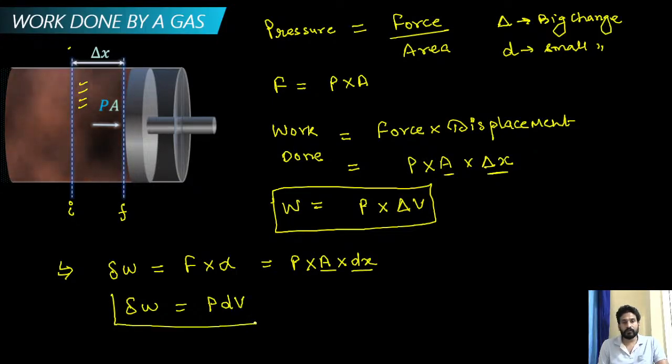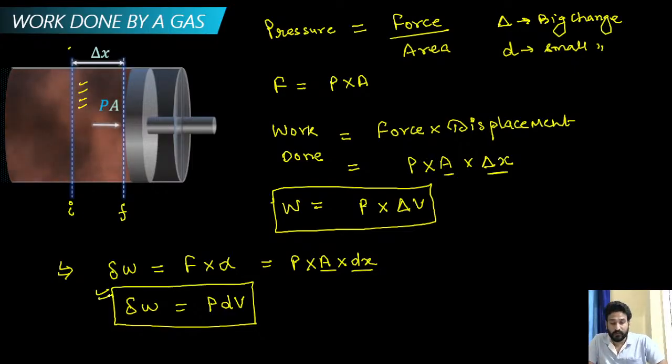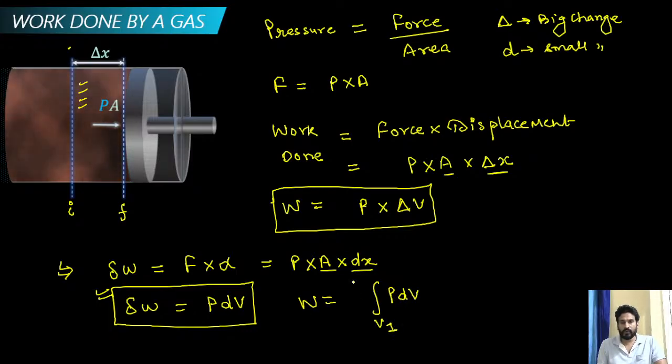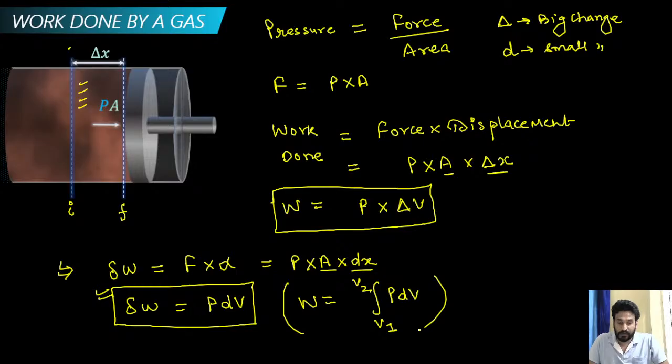So del W is equal to my PdV, guys. What is the formula? Del W is equal to my PdV, right? And if I want to calculate the whole work done, if my change is very big, then I can write it by integrating both sides. By integrating both sides, I can write W is equal to integration P dV from volume V1 to V2. This is the formula for the work done by the gas. Please note it down and tell me if you have any hurdle in this.